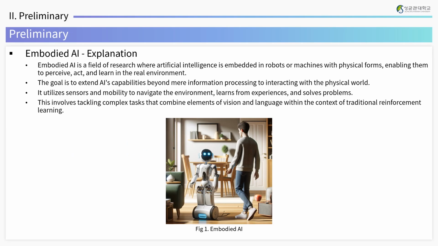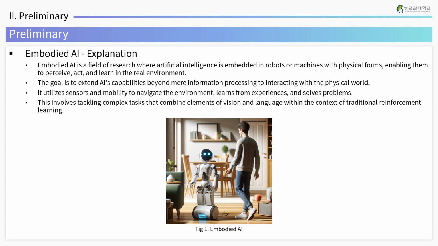Now we move on to preliminary. Okay, let's introduce what embodied AI is. Embodied AI is a field of research where artificial intelligence is embedded into robots or machines with physical forms, enabling them to perceive, act, and learn in the real environment.